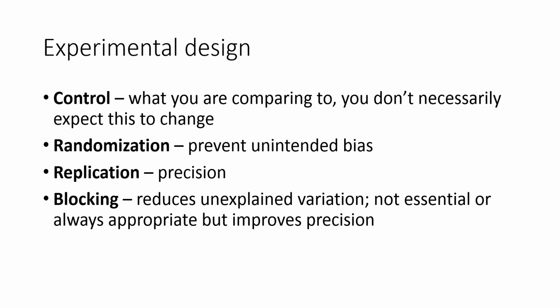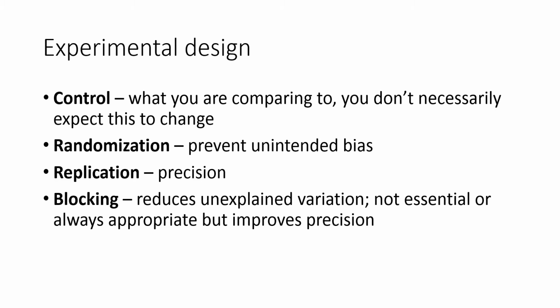We also talked a little bit about randomization. The idea of randomization is really just to prevent unintended bias in the sample you're collecting, so that everyone has an equal chance of being selected, and you're getting something representative of the total population, provided you have enough replication. Replication is what helps you pin down those numbers, so it gives you the precision in your experiment.